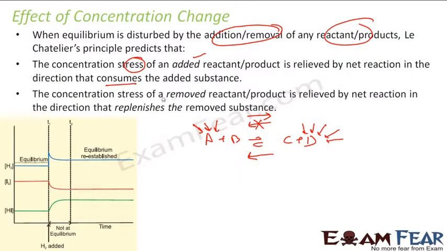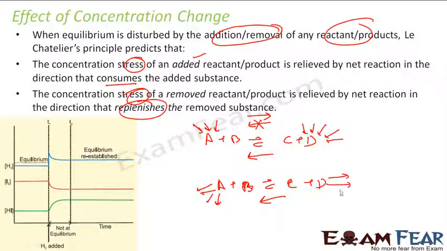Similarly, for removal, if the stress is created by removal, for example, you have A plus B is equal to C plus D, same reaction I will take. If I remove A from here, there is a stress created, right? Then how will it be released? It will be released by a net reaction in this direction, which will replenish the removed substance. This A is removed, then there will be a reaction in this direction which will bring back more A. Similarly, if I remove some more D from here, then the reaction will happen in this direction so that more and more D will come.